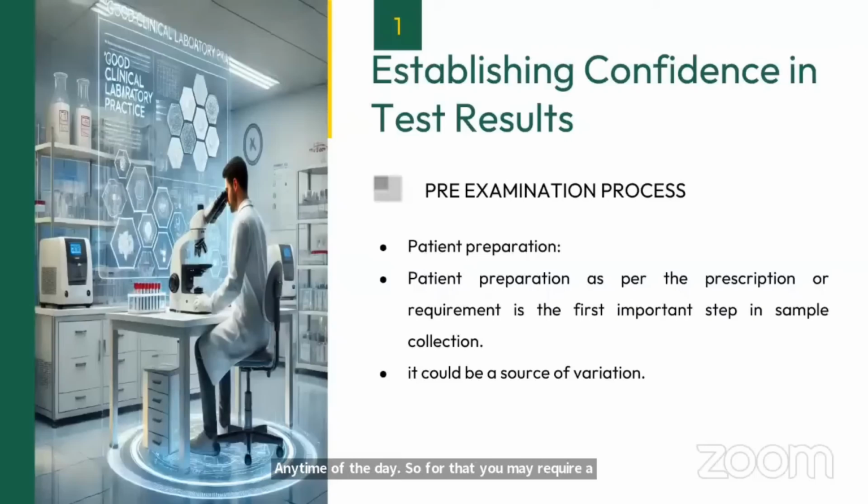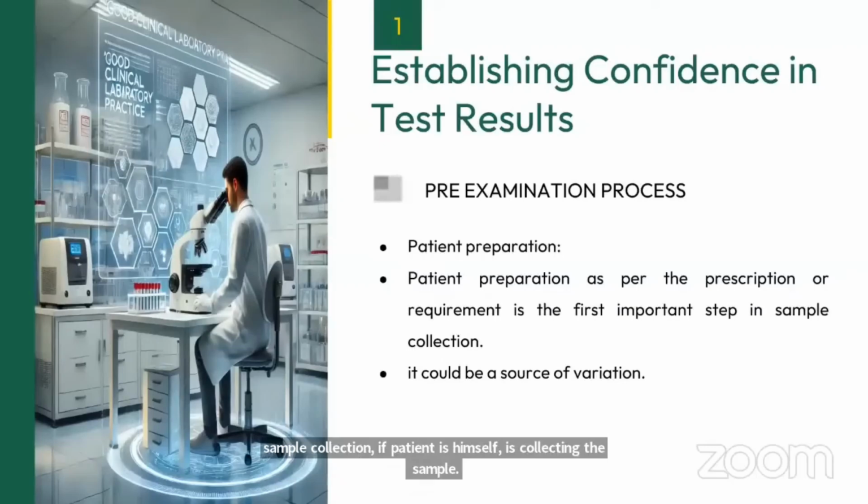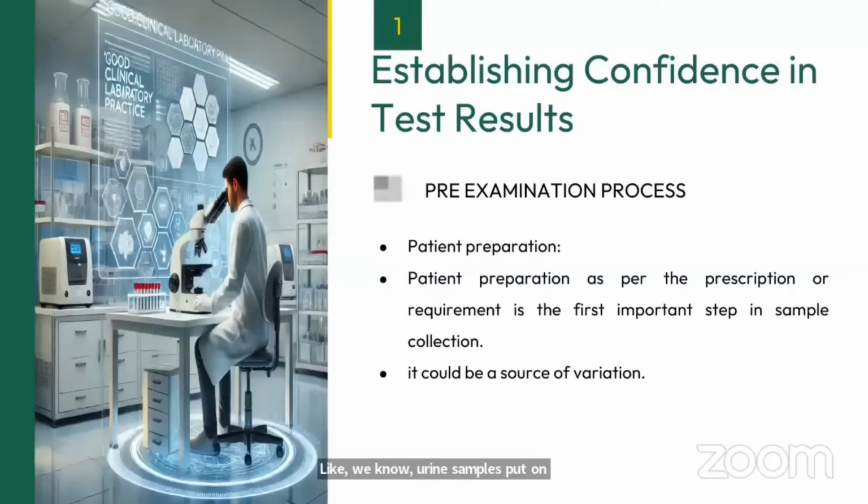You need to see what is the status of the patient. Maybe some tests require absolute fasting status, so you have to see whether the patient is in a state of fasting or not. You also check if any specific timing is required for sample collection. If the patient is collecting the sample himself, like urine samples, sputum samples, stool samples, which are collected by the patient themselves, what are the precautions, what are the preparations, what diet or foods they should avoid, and what precautions they should take while collecting these specimens? Those are all included in the preparation of the patient.